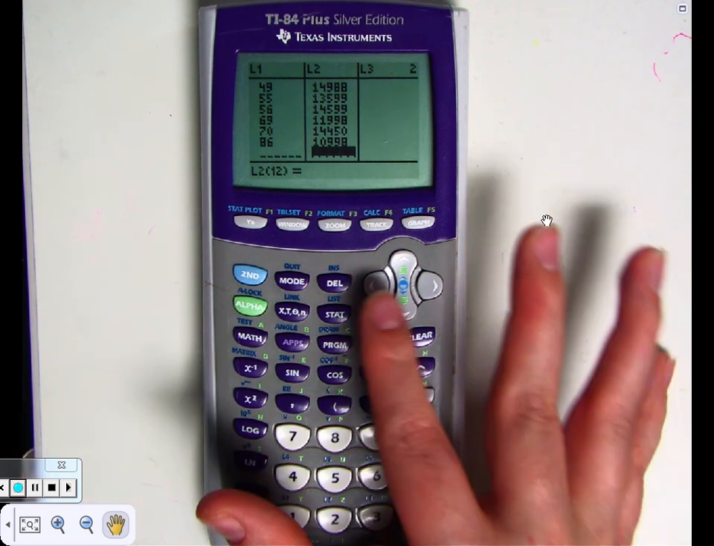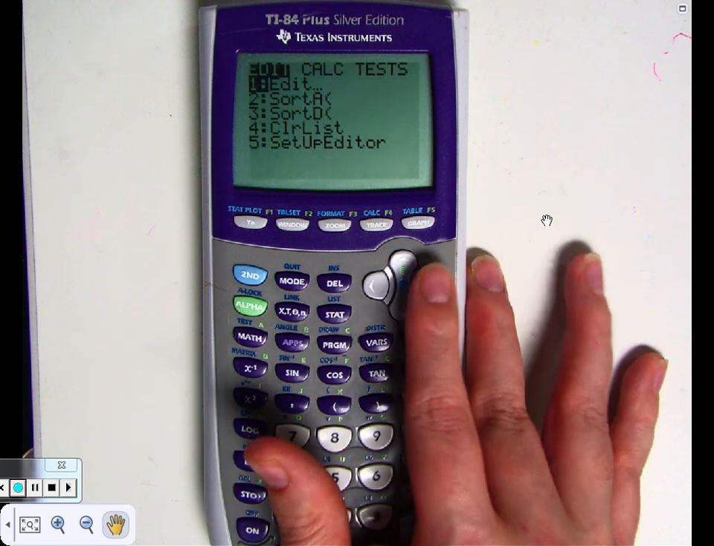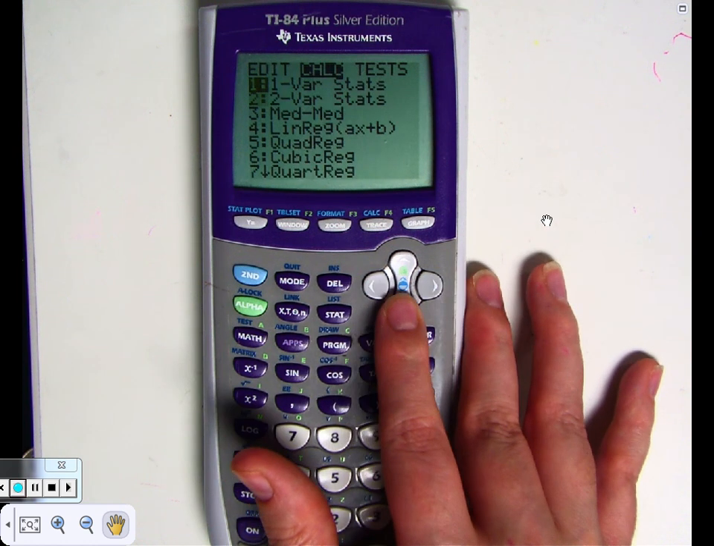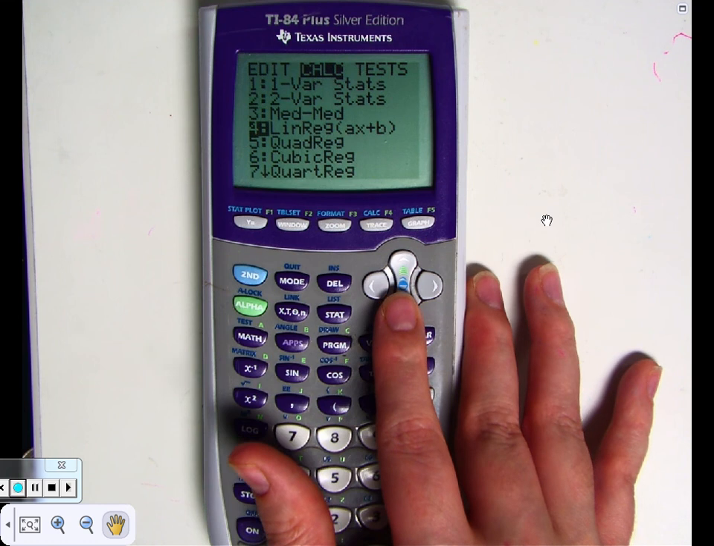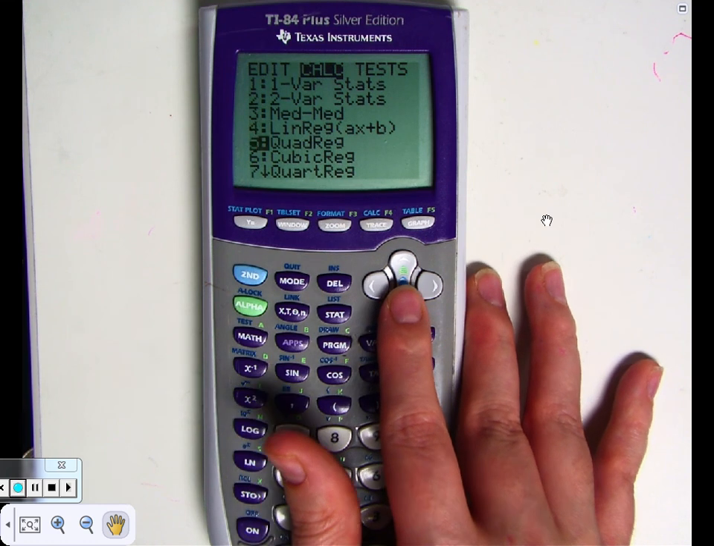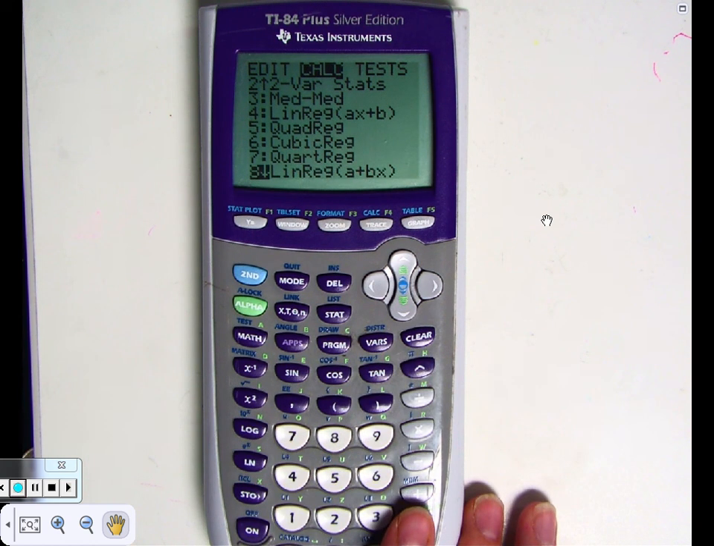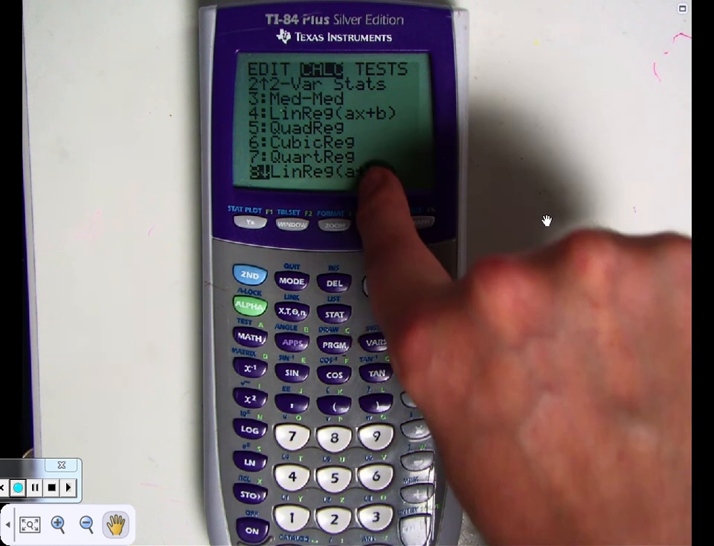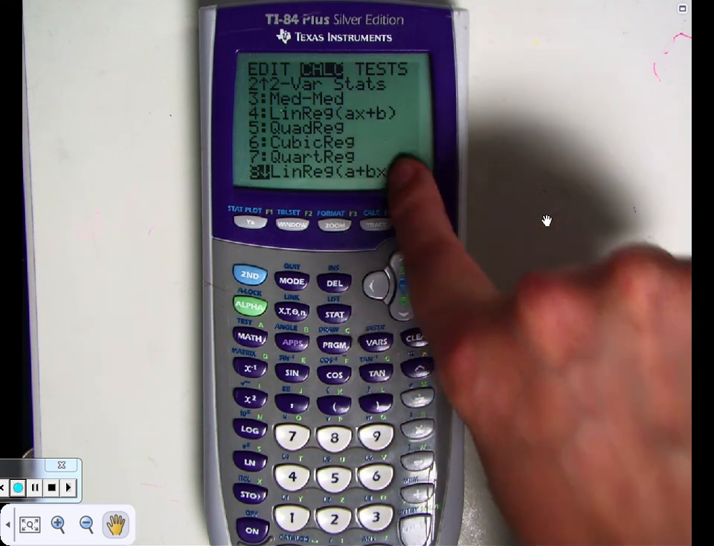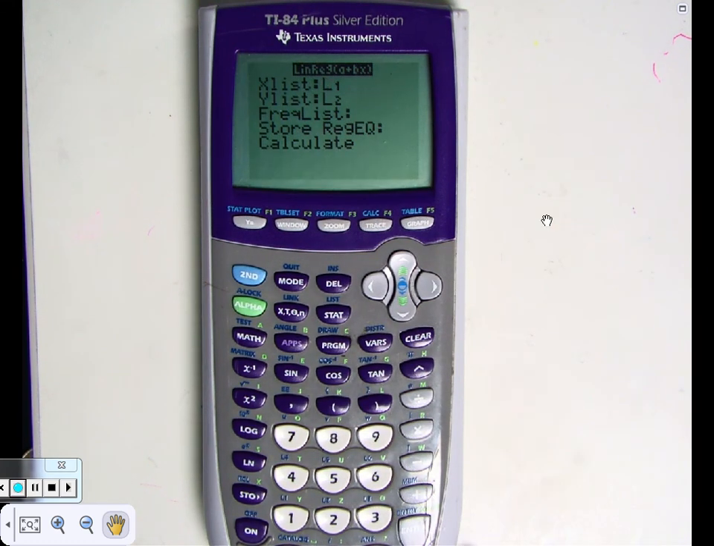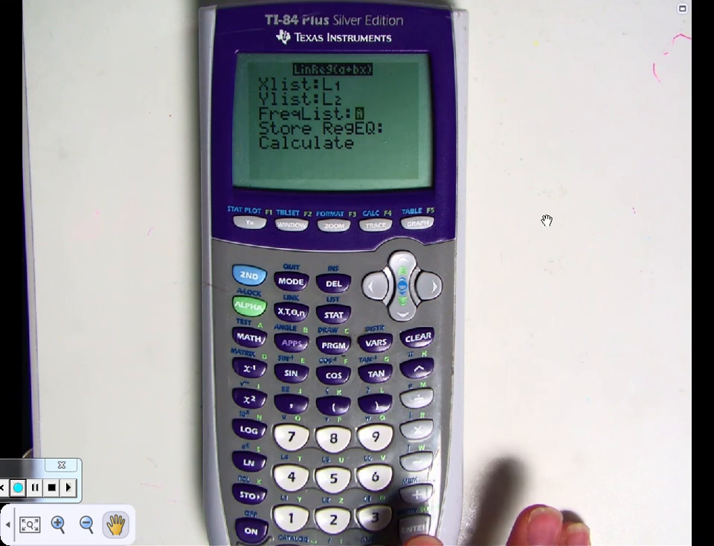So I'm going to go to Stat, over to Calculate. There's a linear regression ax plus b. That's not what we want. We want our form in stats form, so I'm going to keep going down. There's linear regression a plus bx. There's our format with our y-intercept, our slope, and then x. My X list is L1. My Y list is L2.